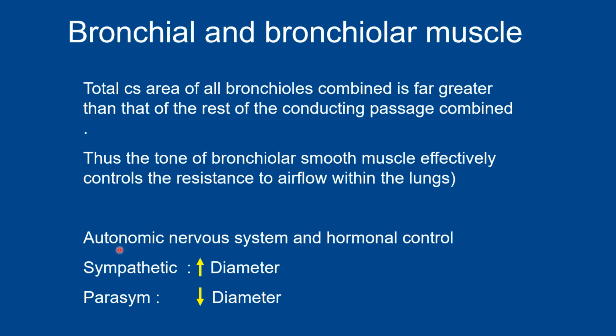These muscles are supplied by autonomic nerves and they are under the control of hormones. They are supplied by sympathetic nerves. Sympathetic stimulation increases the diameter, and parasympathetic stimulation decreases the diameter of the bronchiolar muscles.